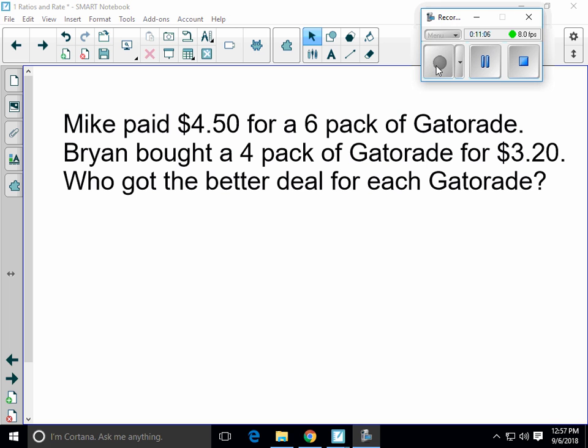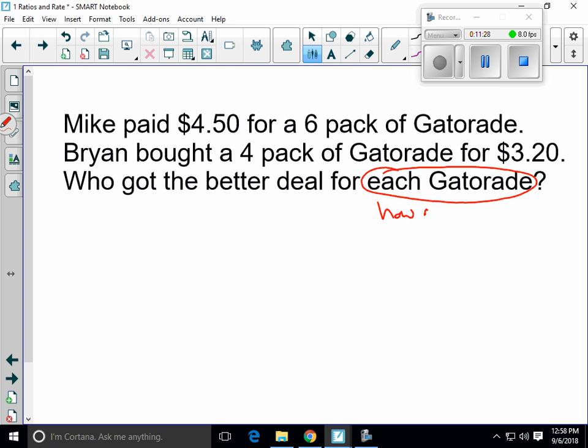I would like to go through 3 more examples before you try one out. Here, Mike paid $4.50 for a 6-pack of Gatorade. Brian bought a 4-pack for $3.20. Who got the better deal for each Gatorade? So they're asking here how much for 1 Gatorade.